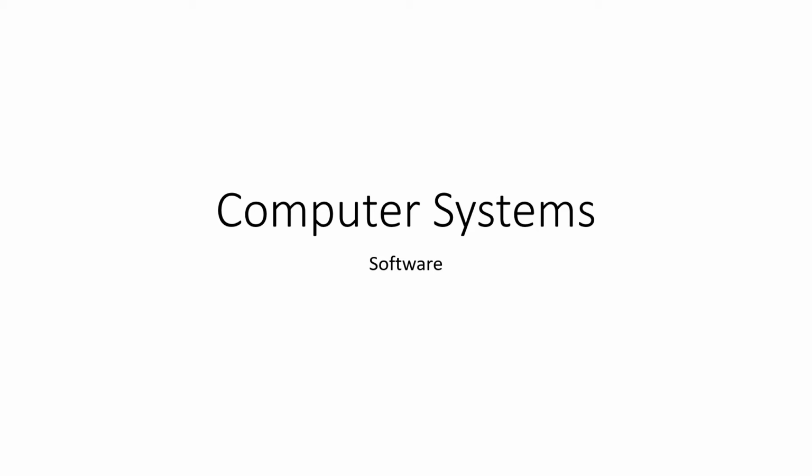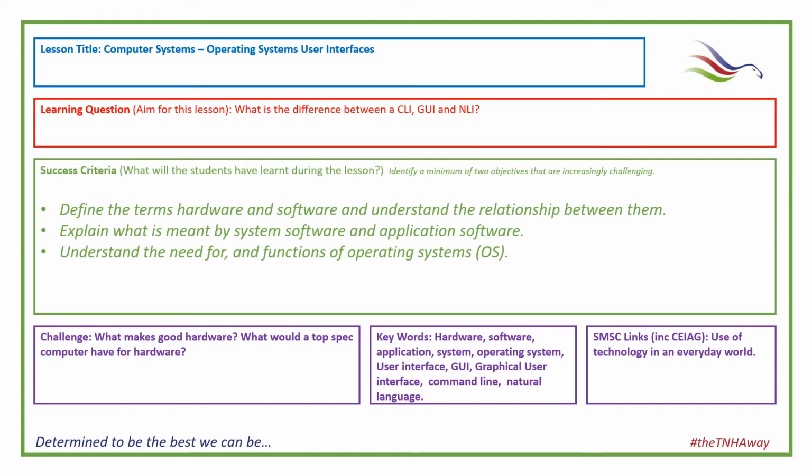Welcome back to the next lesson in our computer systems series. This one's about software and specifically user interfaces. We're going to work out today what the difference between a CLI, a GUI and an NLI are. We're going to define the terms hardware and software and work out the relationship between those two.